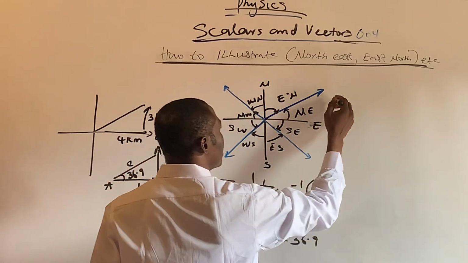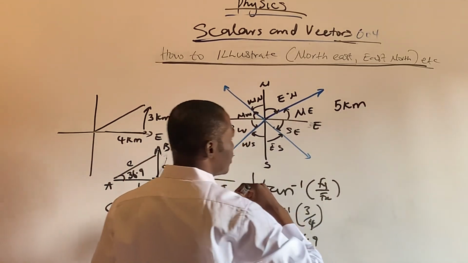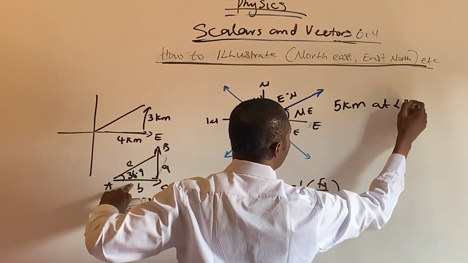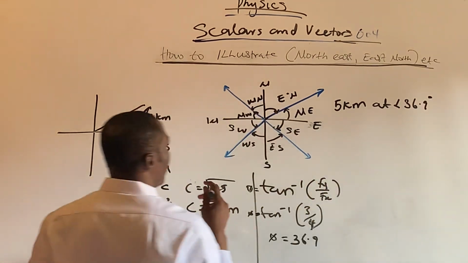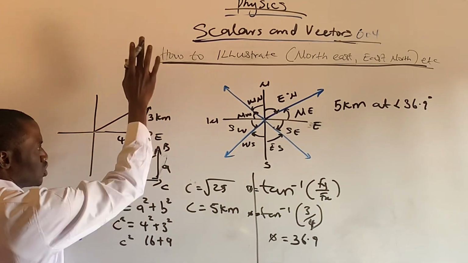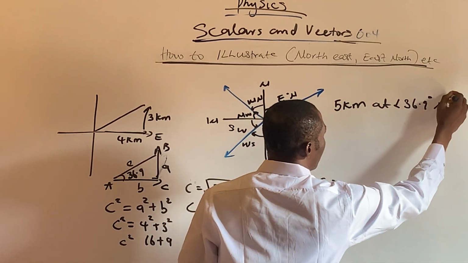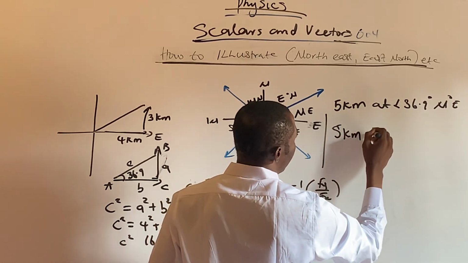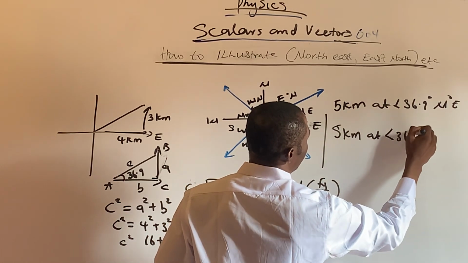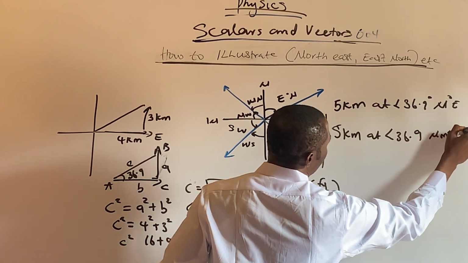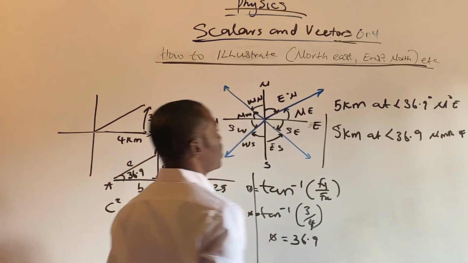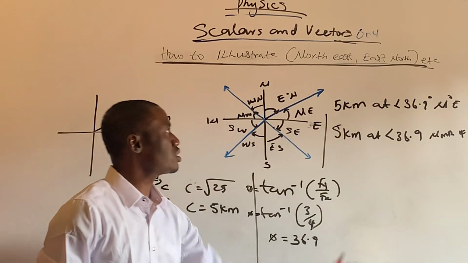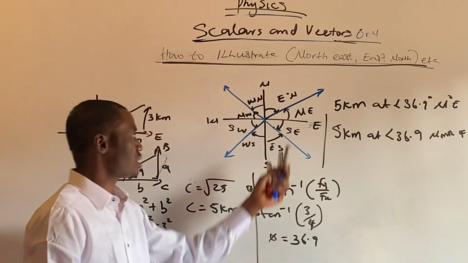So the interpretation is 5 kilometers at an angle 36.9 degrees. Now, remember it's going to the east and from the east to the north. So it will be north of east. Or you write it like this, 5 kilometers at an angle 36.9 north of east. You're still correct. So this is how to make an illustration of whether north of east, east of north, or whatever we have there, east of south, south of east, or whatever.